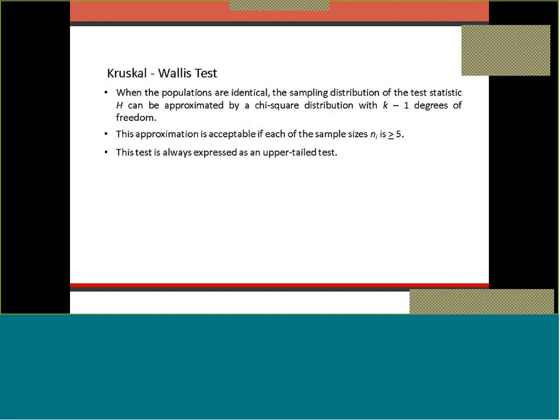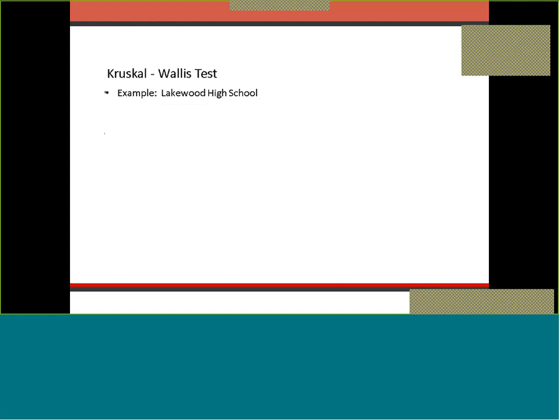So this test is always expressed as an upper tail test. That's what I told you. And the rejection rule is p-value less than or equal to alpha. So let us go through the example.